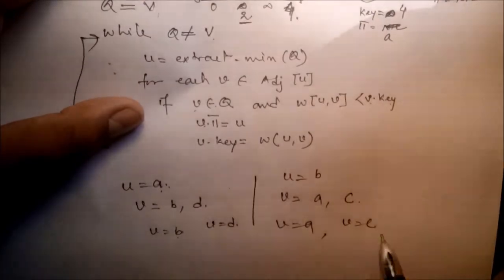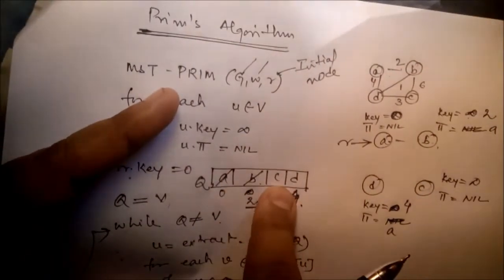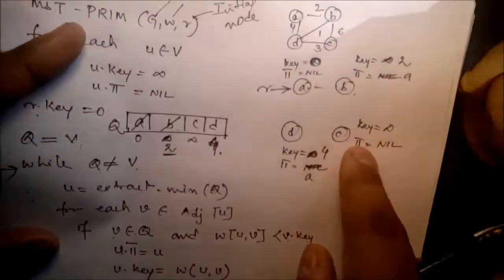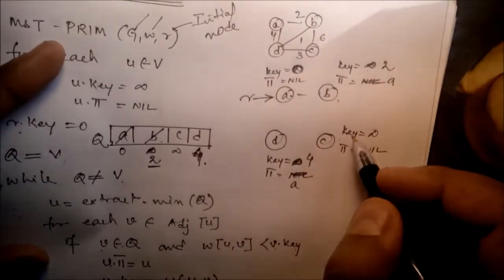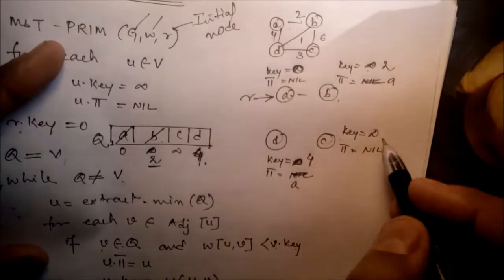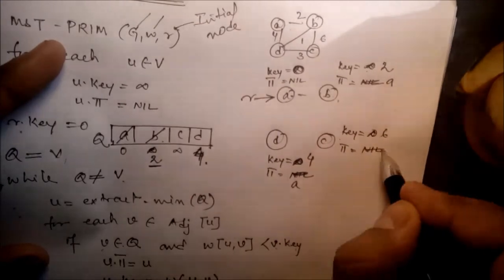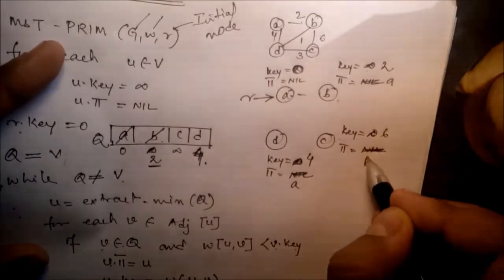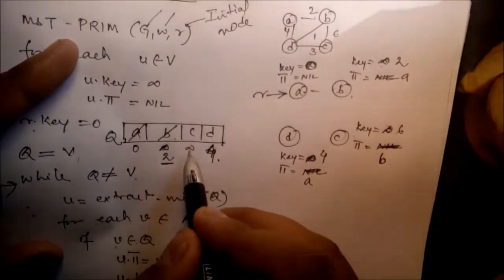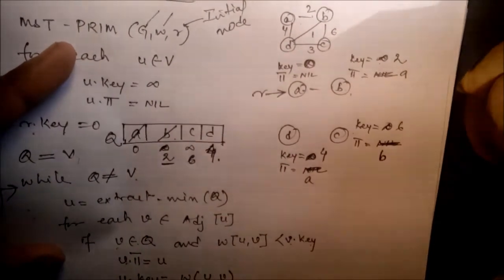Now checking for C, C is a part of Q. Yes, C is there. Then update this one. So the key value between B and C will be 6 and the parent will be B. So now the modified value is 6.